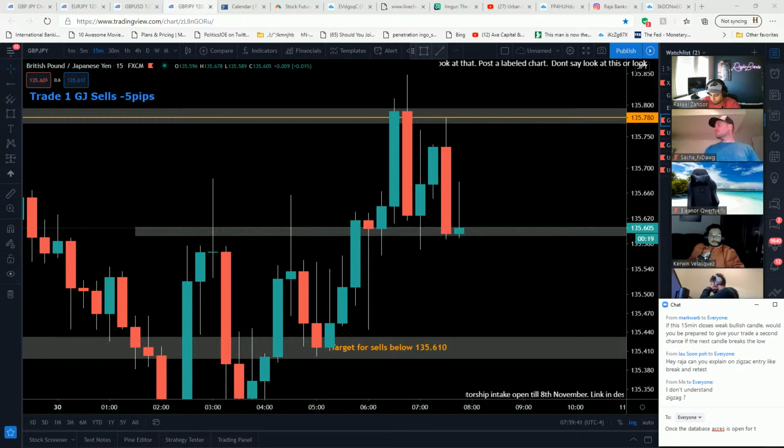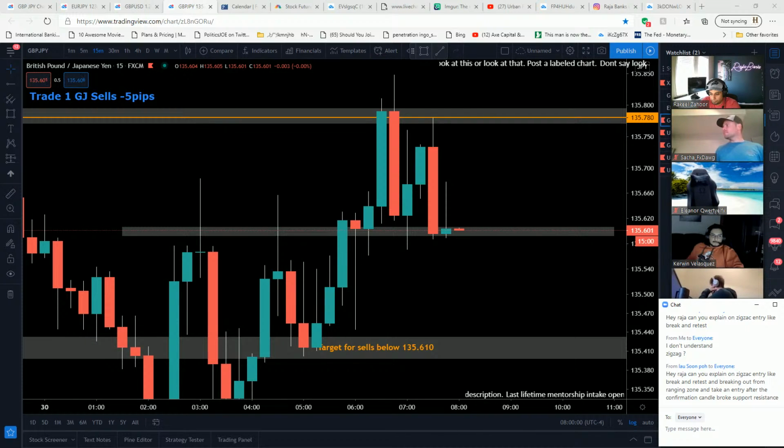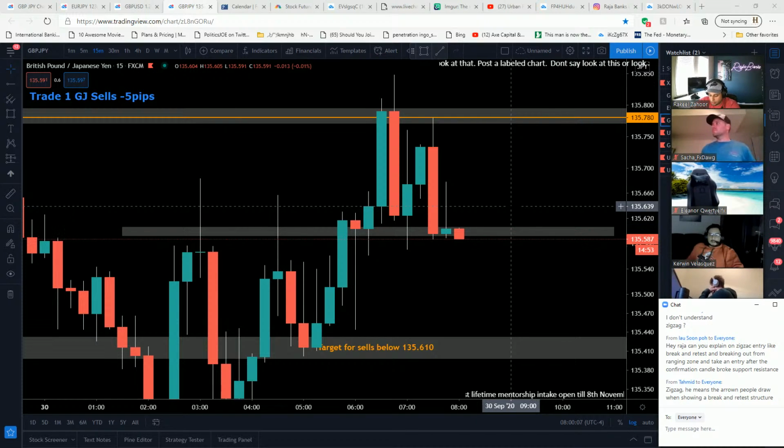Extra confirmation should be price in the next hour closing around 135.55 somewhere there, just 5 pips below where the price is right now. Basically, that's what I'm expecting. If the 15 closes like this and the next one closes down, then we can take it. Yes, exactly. You got it, dude.